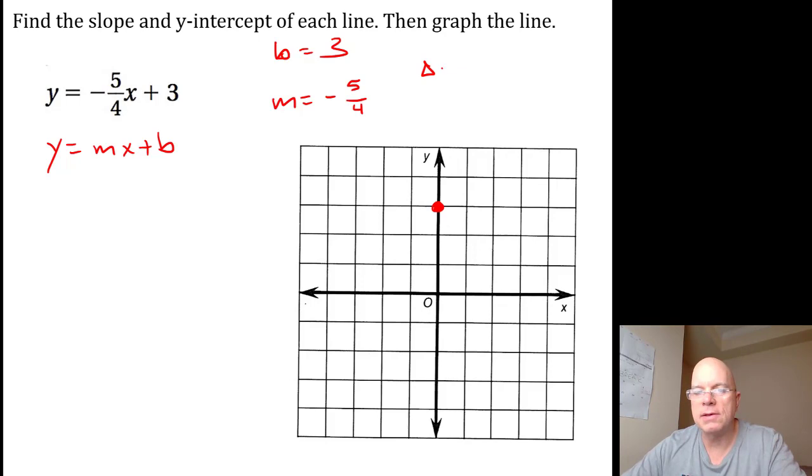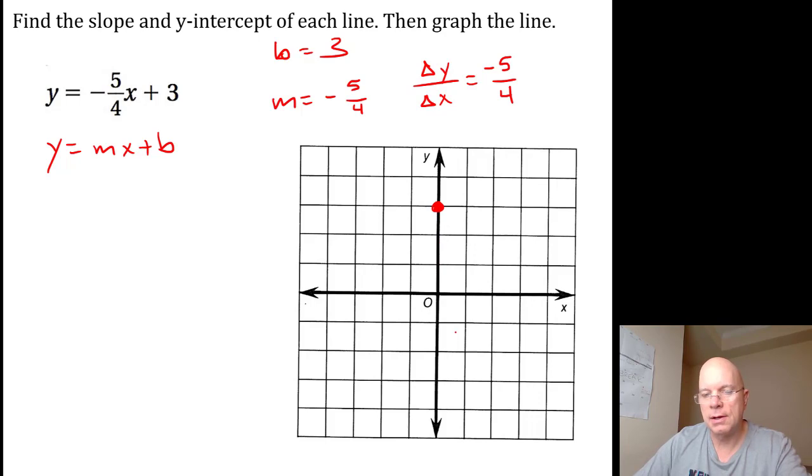And then let's apply this slope. Delta y over delta x is negative 5 over 4. So my change in y is down 5, 1, 2, 3, 4, 5, and right 4 for positive 4x, 1, 2, 3, 4. So there's my second point, and that's all I need to draw my line, which goes through a combination of quadrants 1, 2, and 4.